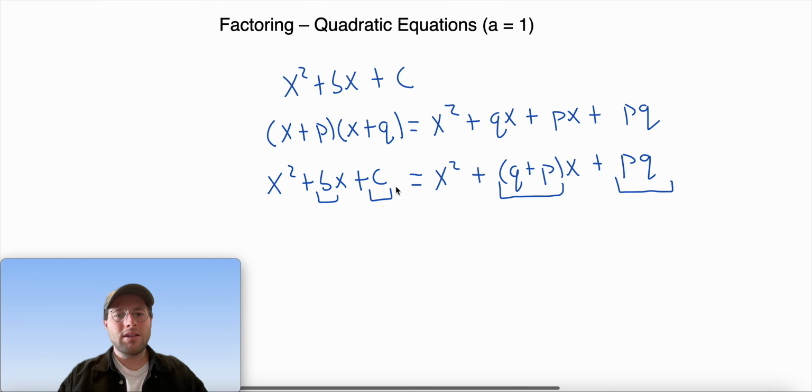And what that means is that when we are factoring these quadratics, what we need to be looking for are two numbers that multiply together to get c, and when we add them, they add together to get b.